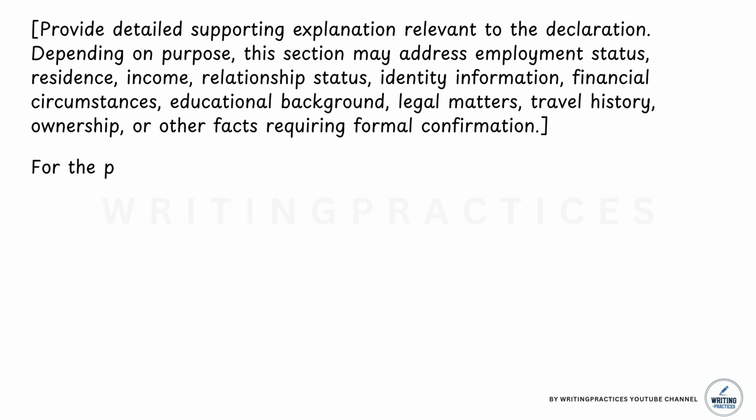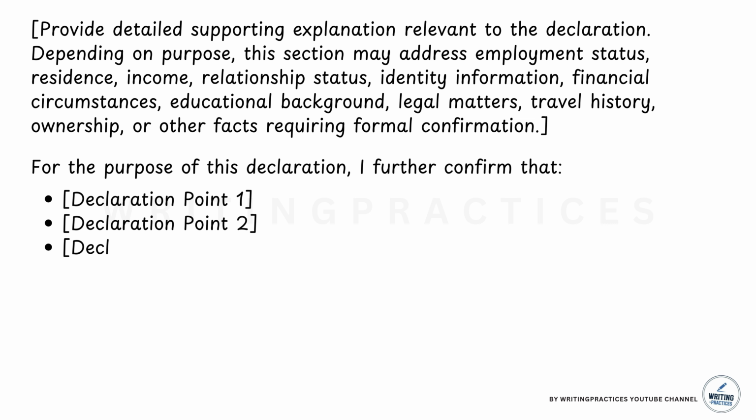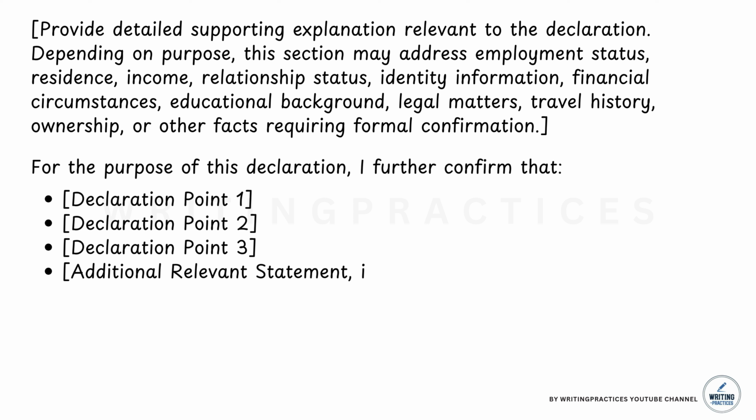Confirmation points section. Now provide additional confirmation statements. For example, for the purpose of this declaration, I further confirm that my primary residence is located in Phoenix, Arizona. I maintain active contractual relationships with current clients. My financial records and supporting documentation are available upon request. This section helps organize important facts into clear, easy-to-review confirmation points.